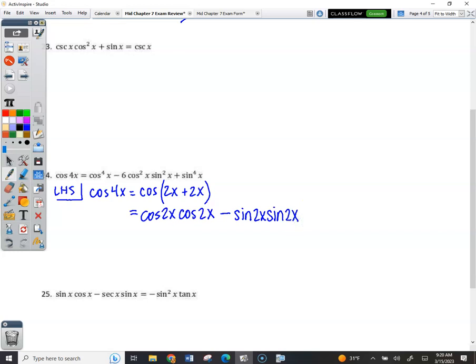What is this right here? If you have cosine of something times cosine of something, that's actually just cosine squared, as long as the somethings match, right? You see how these match? Double, double, double, double. So this is actually just the square of the double angle, and the square here of the double angle.